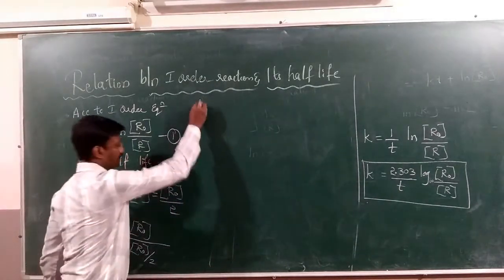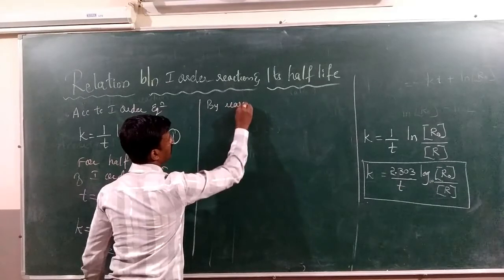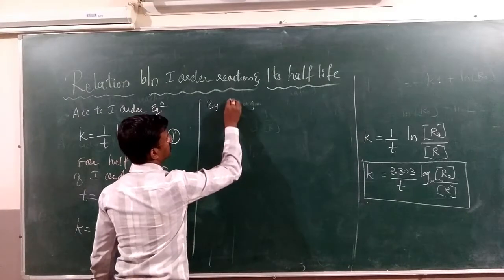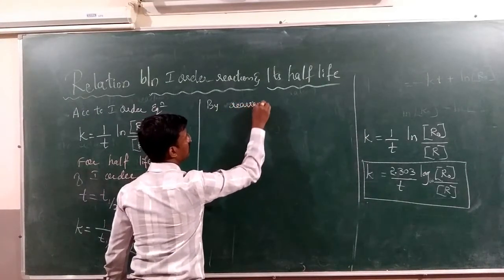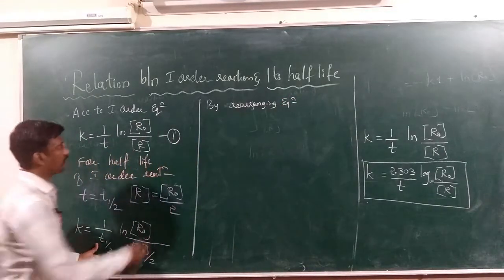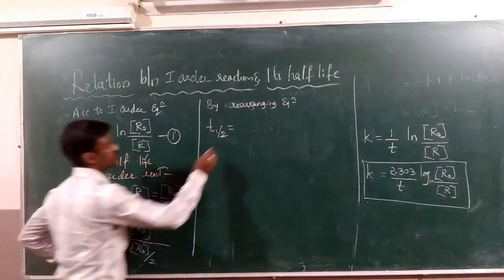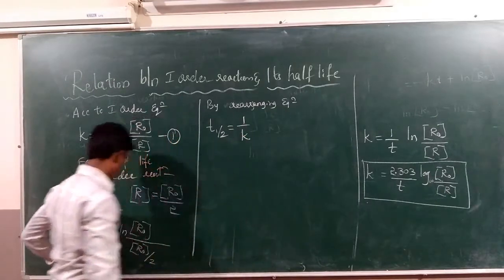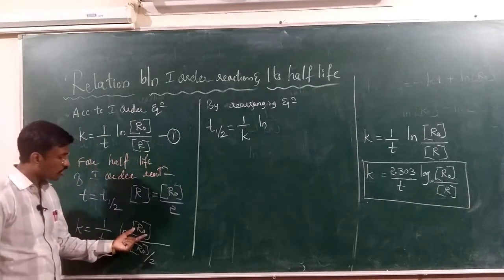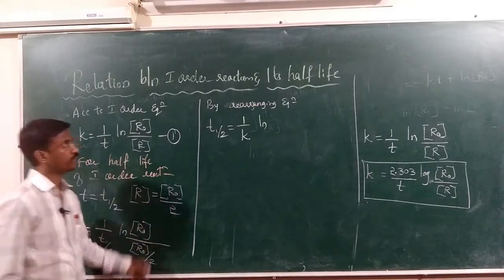Therefore, by rearranging the equation, t half becomes t half is equal to 1 upon k, into ln R naught divided by R naught by 2. Here this R naught cancels. This 2 moves to the right side.